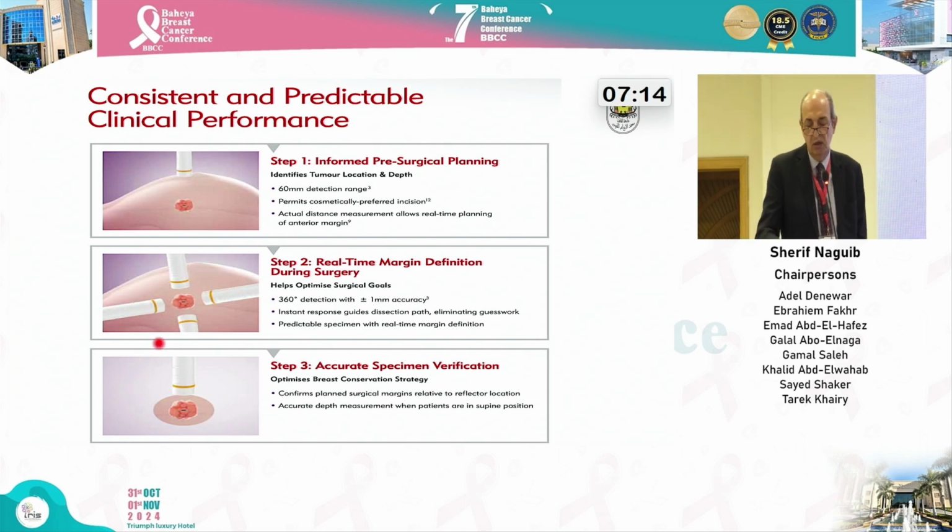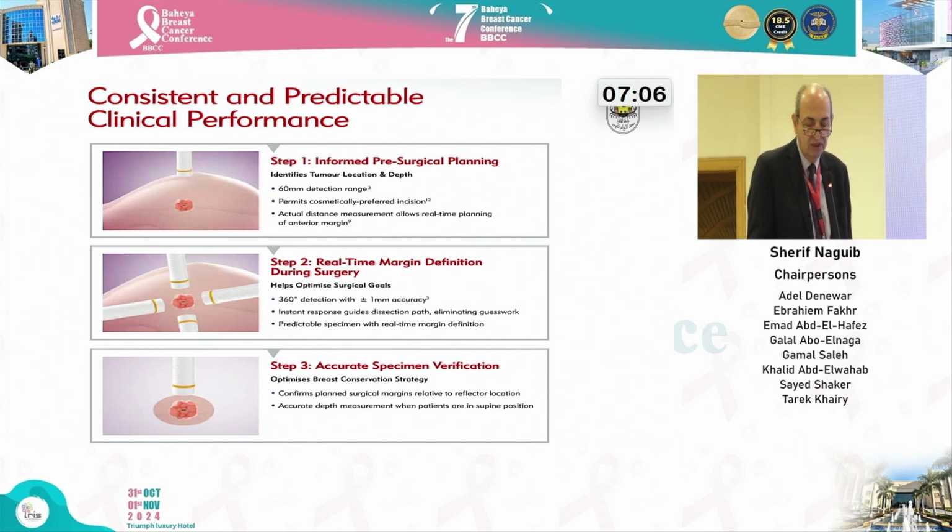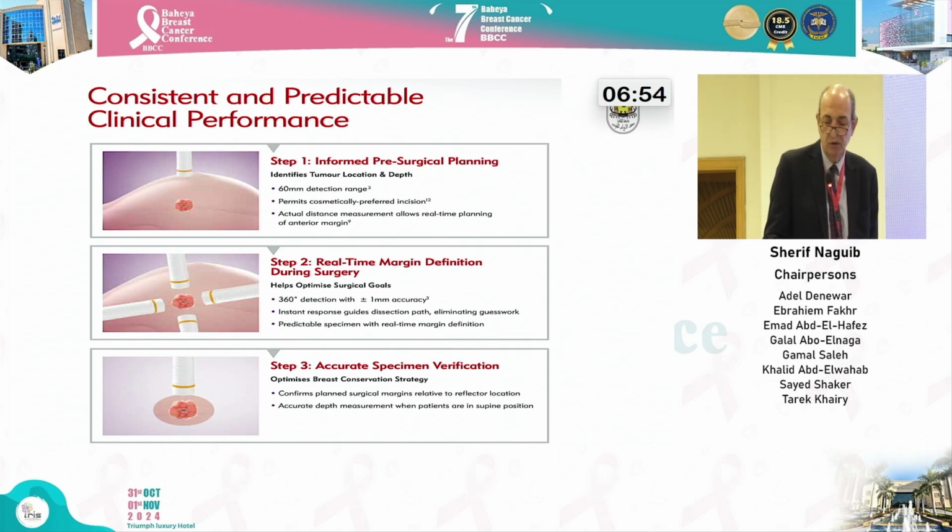Finally, when you take your lesion out, you can put the probe on it ex vivo, and this will confirm the resection of the reflector, and it will also confirm adequate safety margins in all directions. Because on the console, you can see the distance between the probe and the reflector.